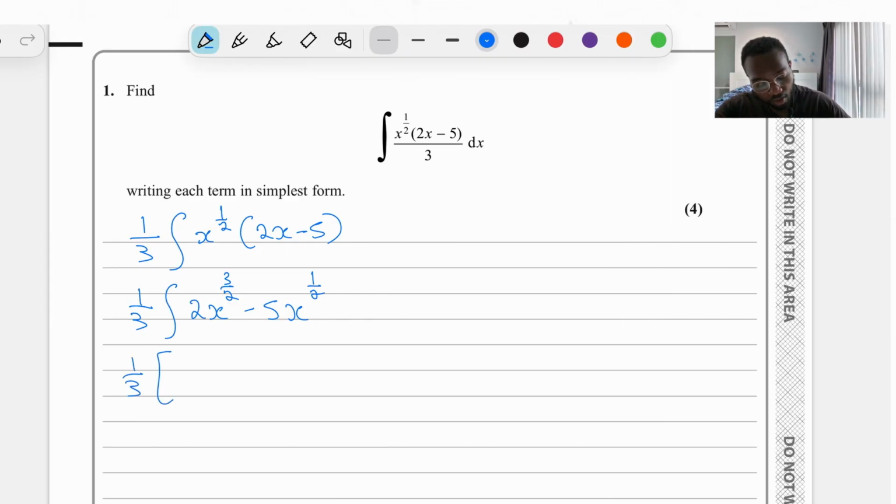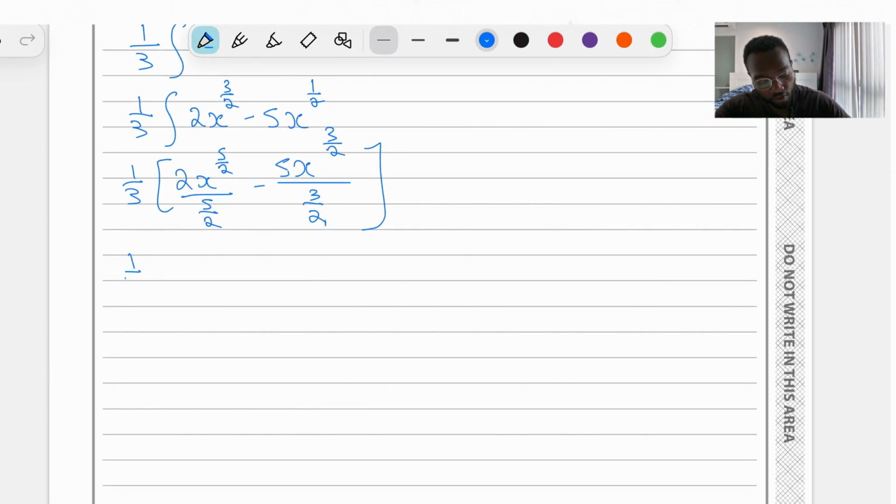We'll integrate this, we'll get a 2x plus 1 to the power 5 over 2, divided by 5 over 2. And then we would get a 5x to the 3 over 2, and then we are just going to divide by that. So we'll divide by 3 over 2, and then if we work that out, we get 4 over 5 x to the power of 5 over 2, and then we get a minus 10 over 3 x to the 3 over 2, and we're not done yet.